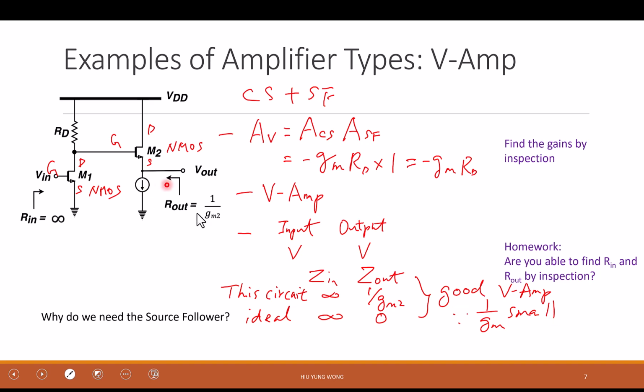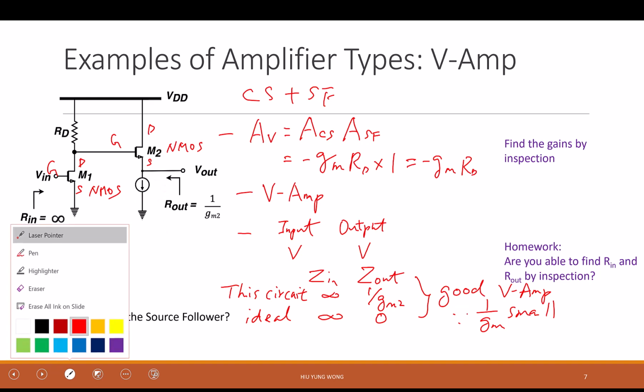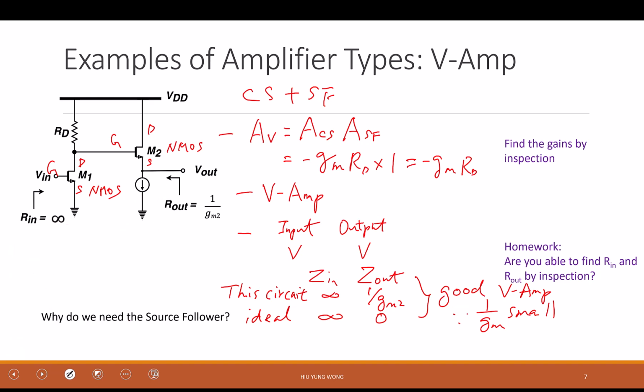So can you tell me why we need a source follower if the gain is still negative gm RD? Why do we want to waste the current, the power, the area? The output impedance, right? Because if there is no source follower, what is the output impedance of a common source? It means, know this part, when I stand here, what is the output impedance? RD parallel ro, right? RD.